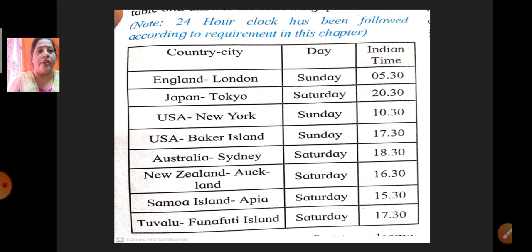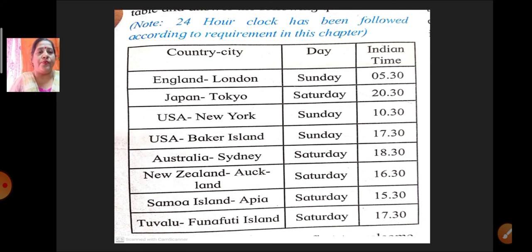Now the next country or city. USA, New York. When USA, New York was celebrating their New Year, it was Sunday 10:30 in India. What was the timing in India? 10:30 Sunday. That means the New Year had already started in India. It was 10:30 in the morning, Sunday, when we had finished celebrating our New Year, and USA New York was celebrating the New Year.